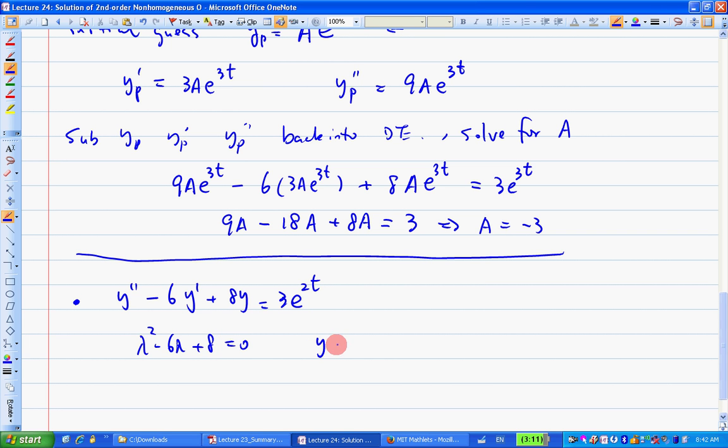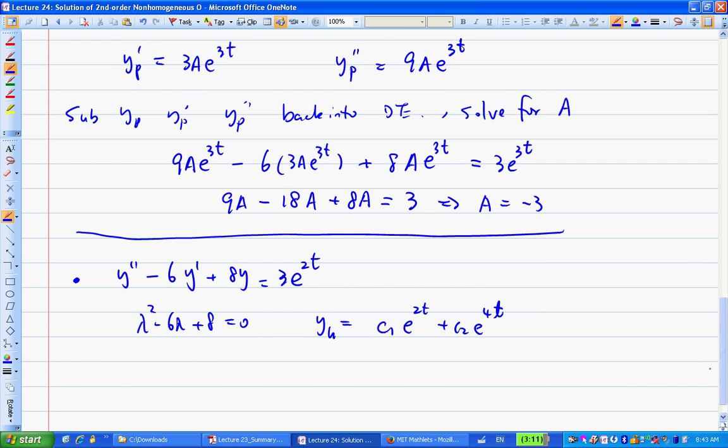Characteristic equation, and YH is c1 e to the 2t plus c2 e to the 4t. That's your YH. And you still do an initial guess for YP, and because this is 3e to the power 2t, I'm getting A e to the power 2t. That's your initial guess. Then you're going to have to look back: do I need to make a modification or not? Whether you make a modification depends on what?